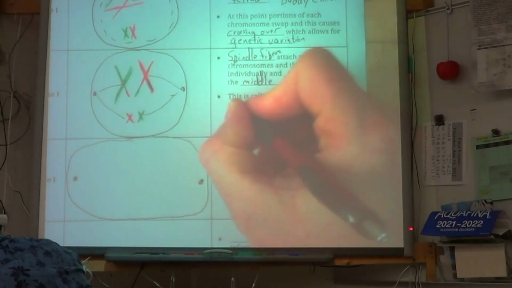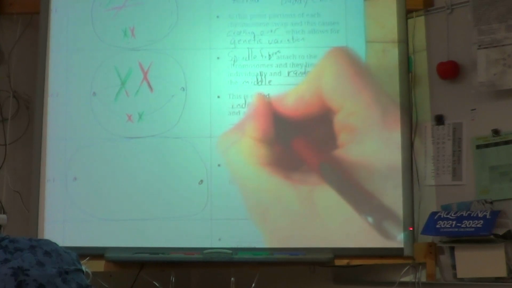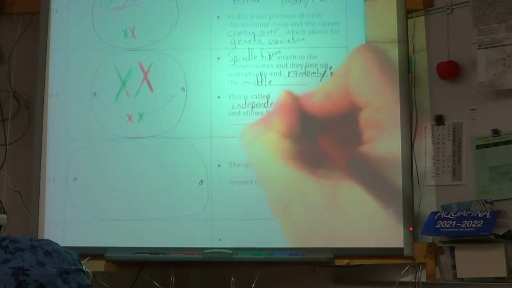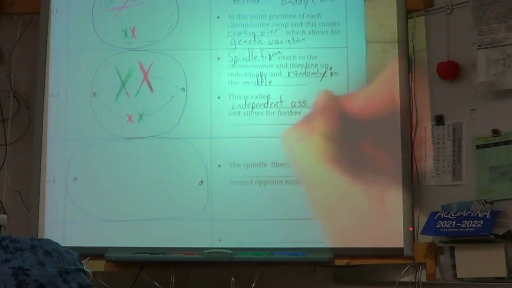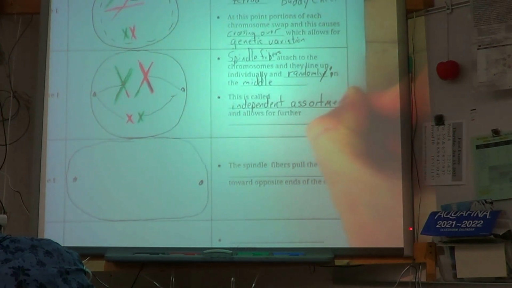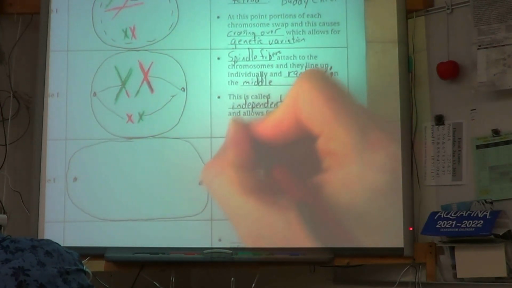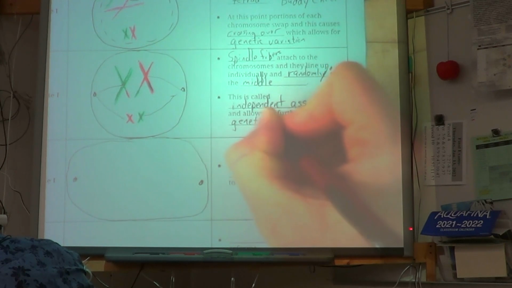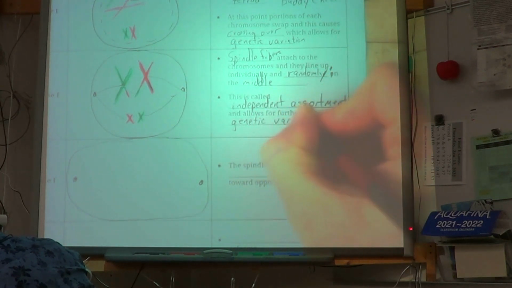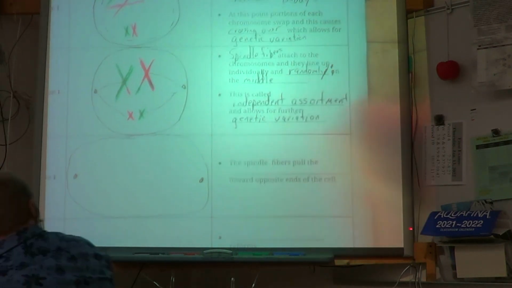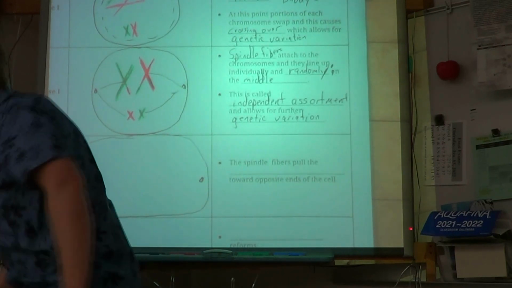This is called independent assortment, and allows for further genetic variation. Okay, so let's talk a little bit about that.